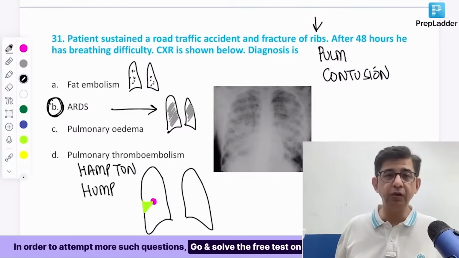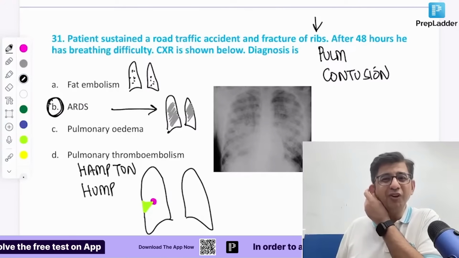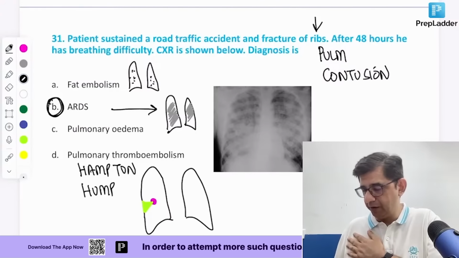Why the answer is not D is कि उसमें Hampton hump होता है. That is like an obstruction. You can't see the clot on an X-ray, no, but you can see the pulmonary infarction that is present.